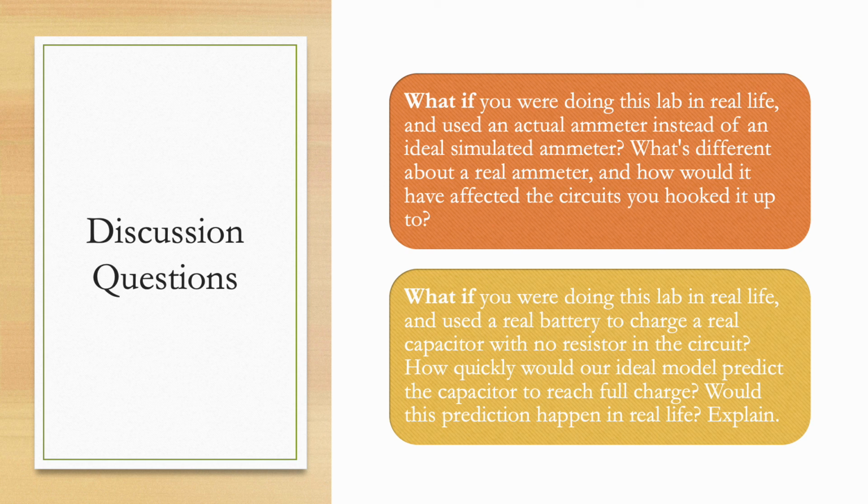What if you were doing this lab in real life and used an actual battery instead of an ideal one, with no resistance in the circuit? How quickly would our ideal model predict the capacitor to reach full charge? Our ideal model would have predicted the capacitor charges instantly. However, in real life, this would not have been the case. The prediction would not have been instant because even batteries have a slight resistance in them. The capacitor would still charge quickly, but not instantly.